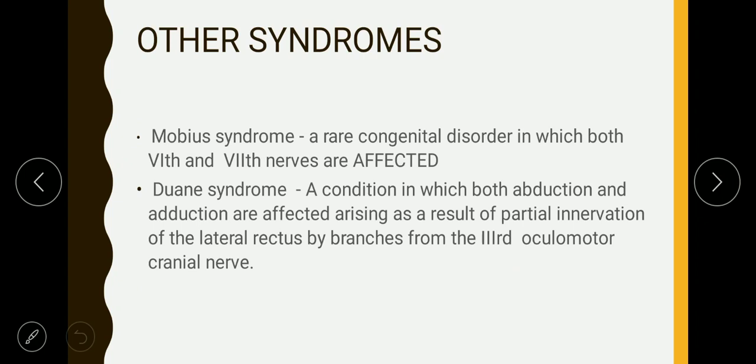So, other syndromes which occur due to damage of the abducens nerve. The first one is Mobius syndrome. It is a rare congenital disorder in which both the abducens and the facial nerves are affected. Duane syndrome is a condition in which abduction and adduction are affected because there is a partial innervation of the lateral rectus muscle by the oculomotor nerve.